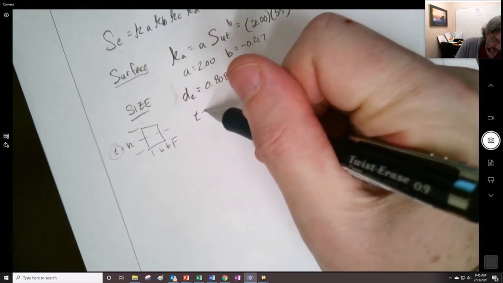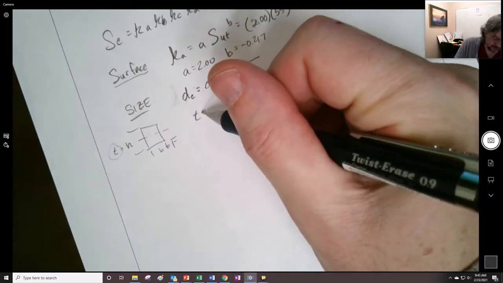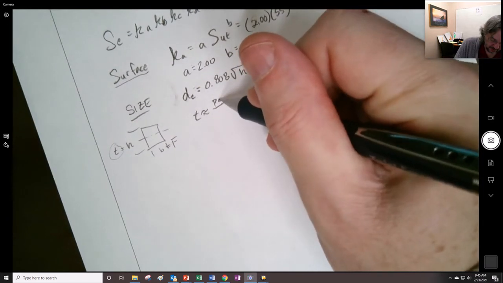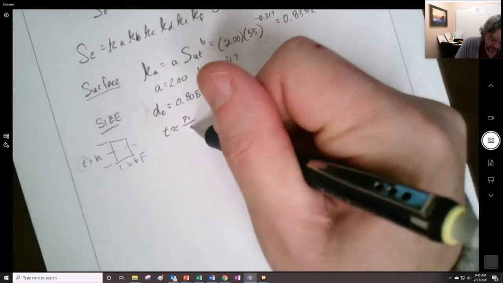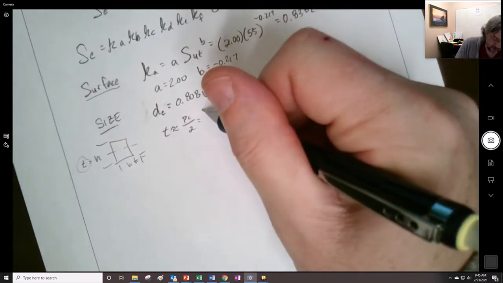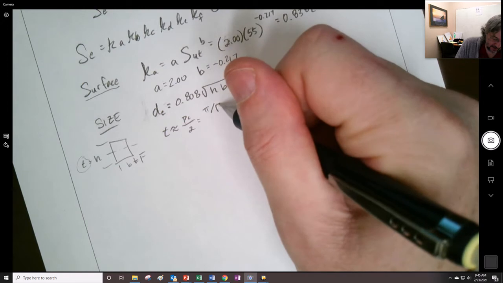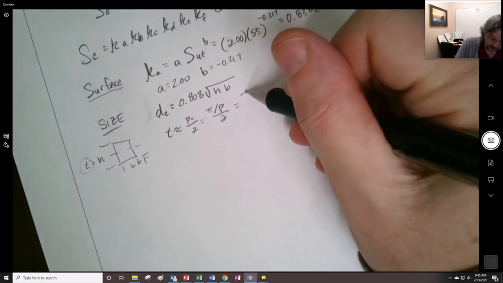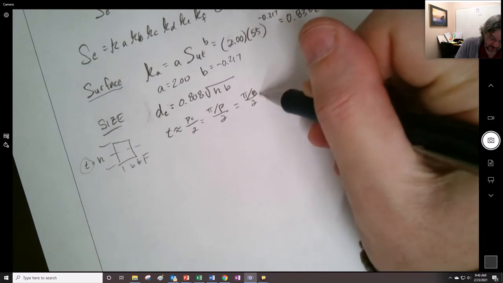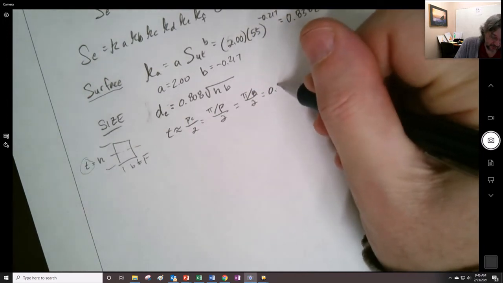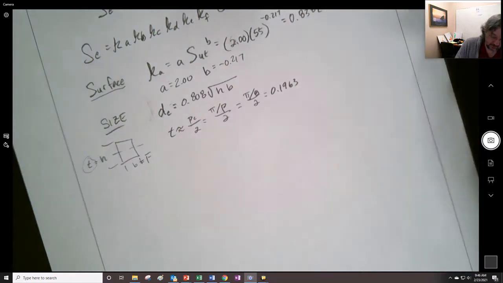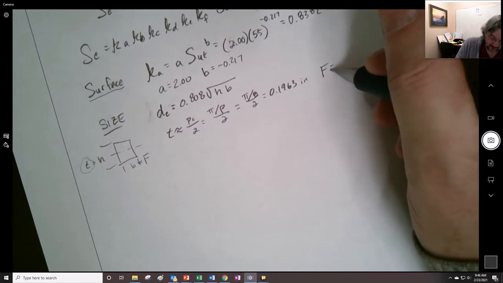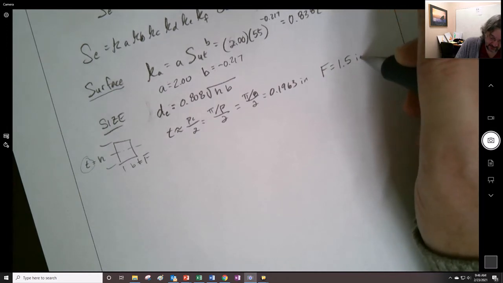I say we're making an approximation anyway. They already gave us that the tooth thickness is approximately equal to the lowercase pc divided by 2, the circular pitch divided by 2. The circular pitch, of course, is pi divided by the diametral pitch. So we get pi over 8 divided by 2, and we're left with 0.1963 inches. We also have the face width is 1.5 inches.